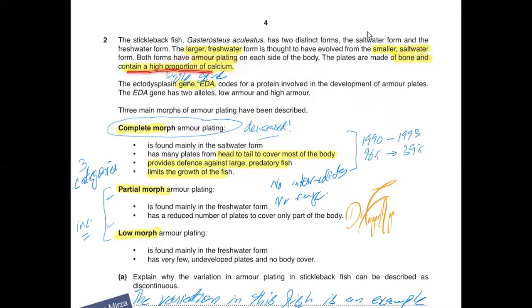Now, this already tells you that there's a high proportion of calcium. So you can just try to think what will be the sources of calcium and how can the fish be getting a lot of calcium when it's living, for example, in freshwater or in salt water. So obviously it will be relying on the calcium availability in the environment, whichever prey that it will be preying upon. Now they are saying that there is a gene EDA which codes for a protein which is involved in the formation of armor plates. This gene is having two alleles, low armor and high armor. They have mentioned this to us.